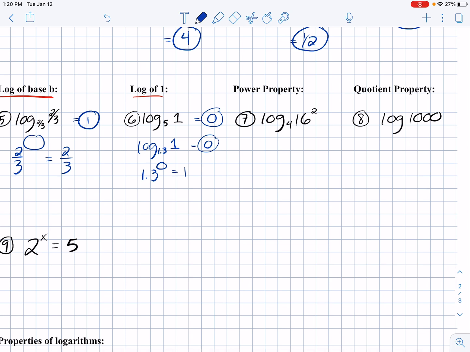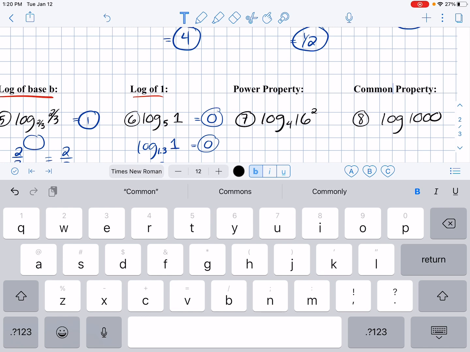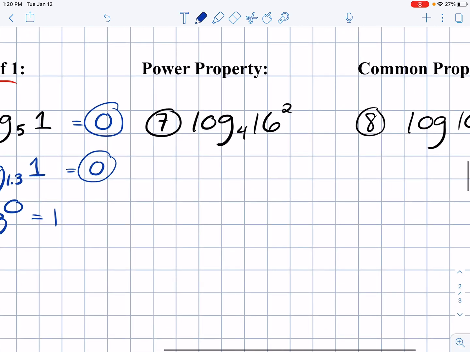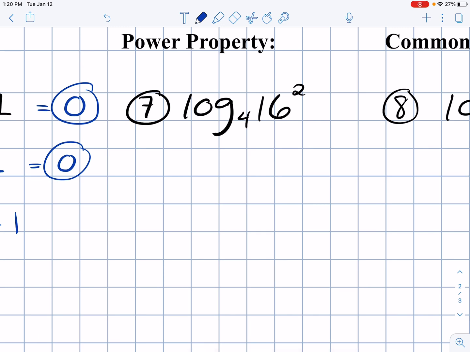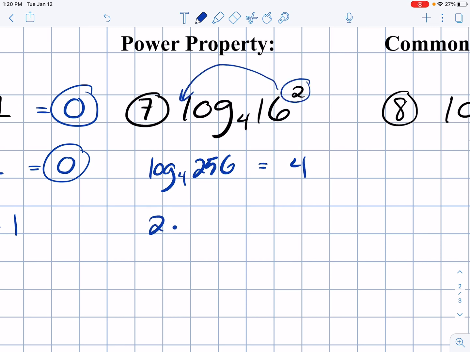Last two properties: power property, and then, I'm sorry, I don't know why I put quotient property here. This should say common log property. Power property just states if we were taking the log of something raised to a power, a couple ways you could solve this. You could say the log of 16 squared. 16 squared is 256 base 4, and see what you get. That's going to be 4. But you could also take that power and move it in front and write this as 2 times the log of 16 base 4, and you get the same thing.